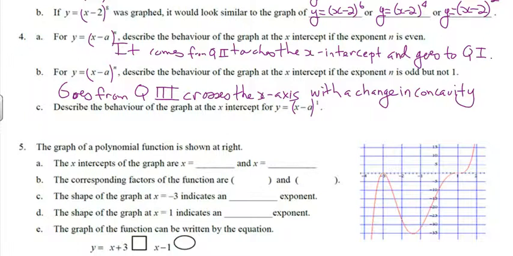No, other than they rhyme. If you are looking for a rhyme for gravity, concavity works. Okay, with a change in concavity, and it goes to which quadrant? Quadrant 1. So it goes from quadrant 3 to quadrant 1, crossing the x-axis with a change in concavity.